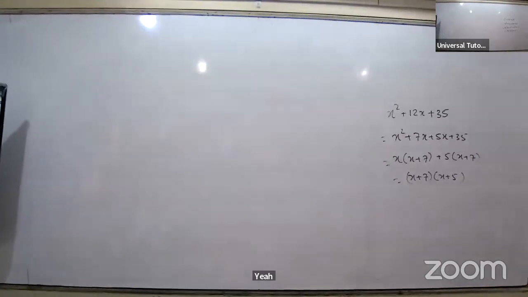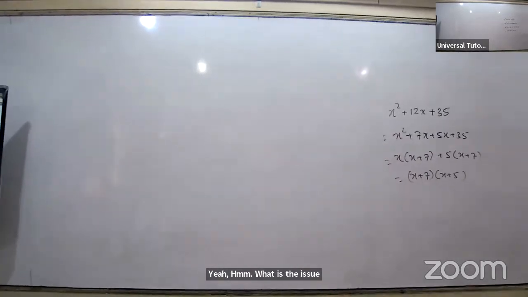A cube plus B cube plus C cube minus 3ABC is equal to A plus B plus C into A square plus B square plus C square minus AB minus BC minus CA. There is an identity for A cube plus B cube plus C cube.